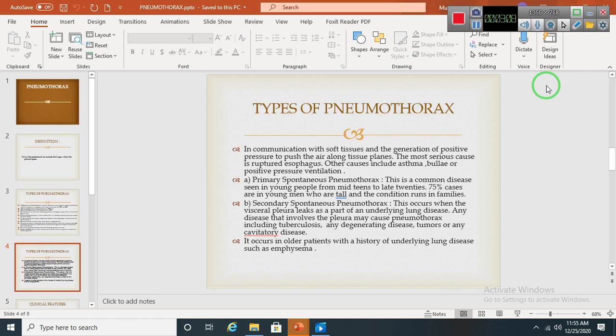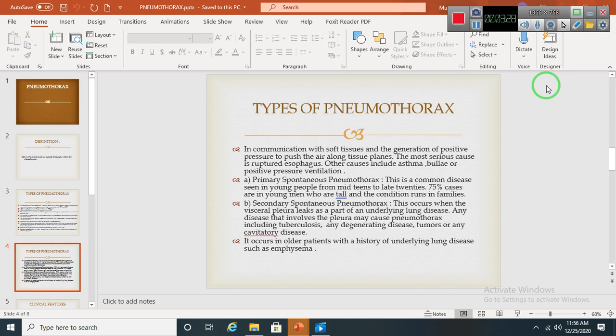Primary spontaneous pneumothorax is common, seen in young people from mid-teens to late 20s. 75% of the cases are in young men who are tall, and the condition runs in families.